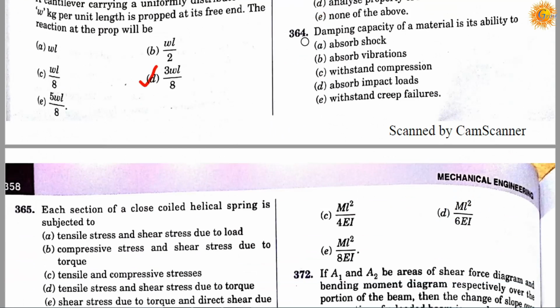Question number 364. Damping capacity of a material is its ability to: option A, absorb shock; option B, absorb vibrations; option C, withstand compression; option D, absorb impact loads; and option E, withstand creep failures. The correct answer is B, it will be absorb vibrations.